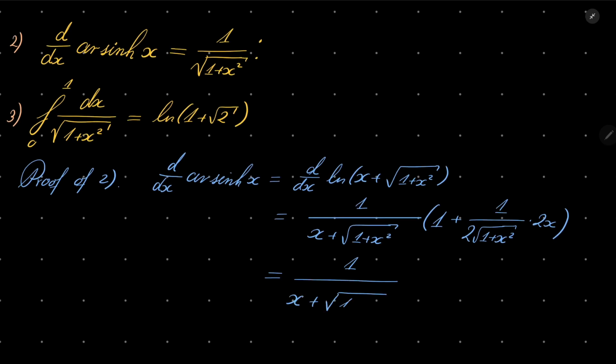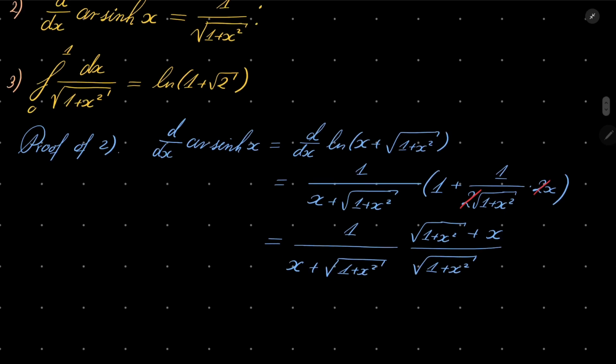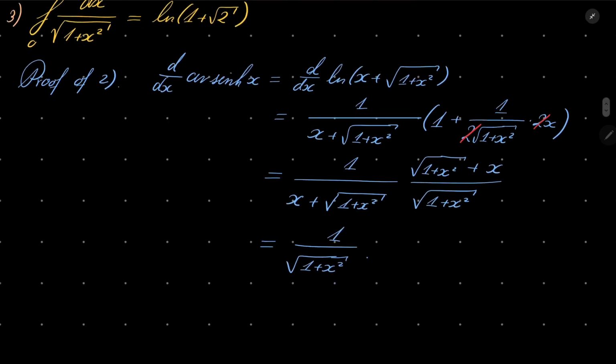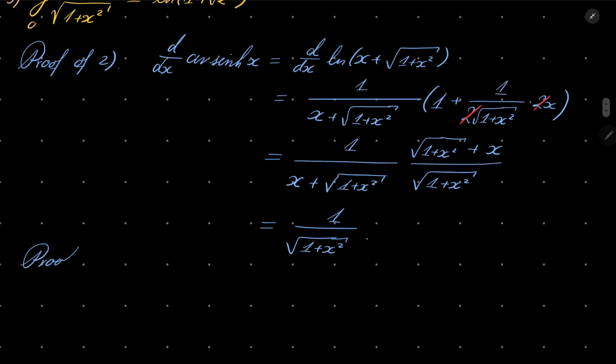For the second fraction, what do we have here? Well, the 2 and 2 cancel each other out, and let's make a common denominator, the square root of 1 plus x squared. Here we have the square root of 1 plus x squared plus x, and this numerator and this denominator cancel each other out, and we have 1 over the square root of 1 plus x squared. Very well, so it's proven. And now the proof of the third point.